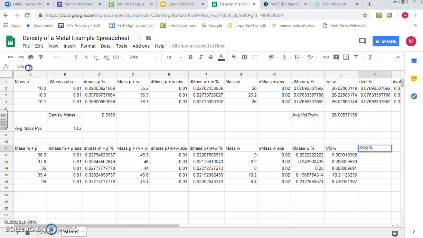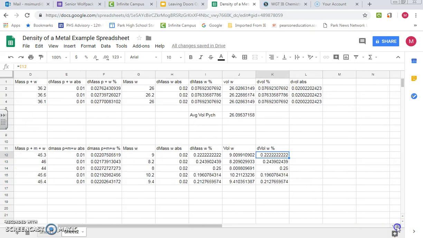Can't get my W in there. There we go. And that's going to equal the density uncertainty, which is 0, plus the percentage uncertainty on the water. And so I will just do that and then fill those down. And we'll just slide over here a little bit.